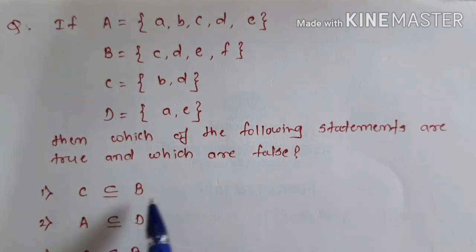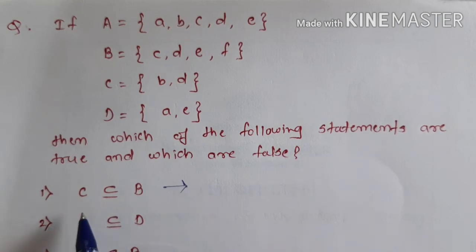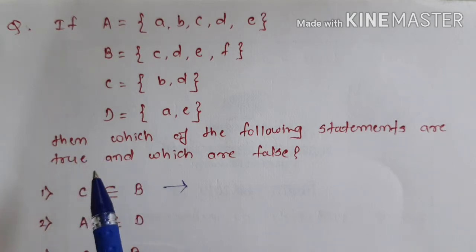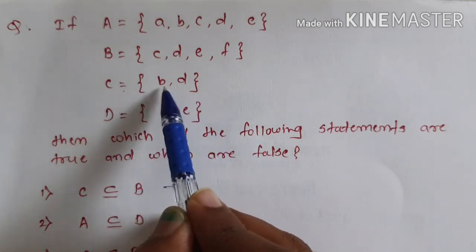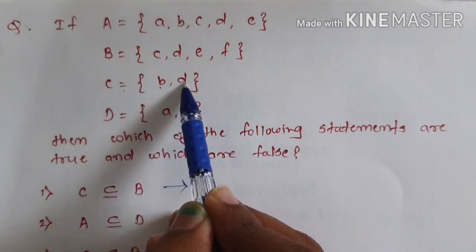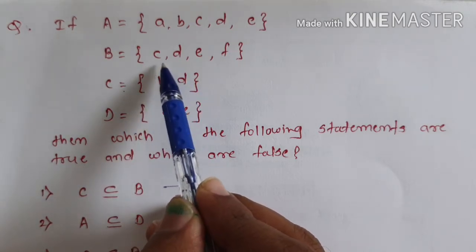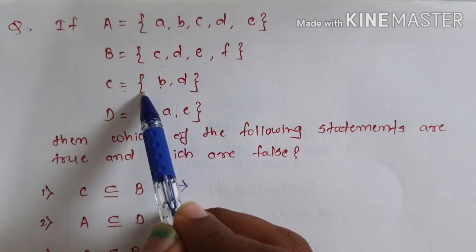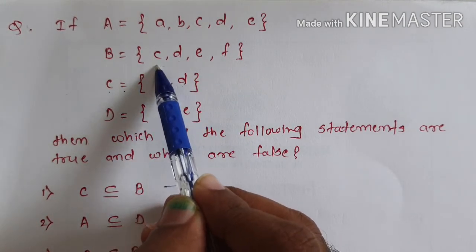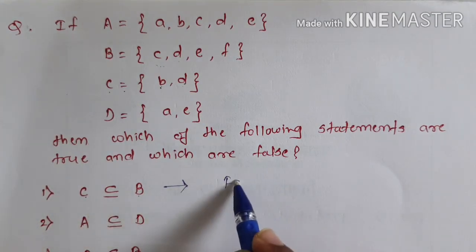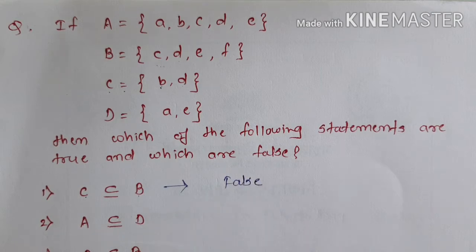The first statement is C is a subset of B. So is it true or false? That we have to decide. For C to be a subset of set B, each element of C must be in set B. So we'll check whether it is true or not. In set C we have elements b and d, out of which small b is not in set B. An element of set C is not in set B. That's why set C is not a subset of B. That's why this statement is false.